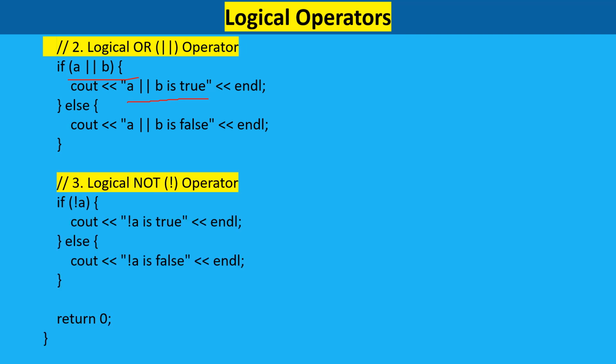The logical NOT operator, like a: the logical NOT operator negates the value of a. Since a is true, it becomes false. Cout a is false. The code inside the else block is executed and the message a is false is printed.